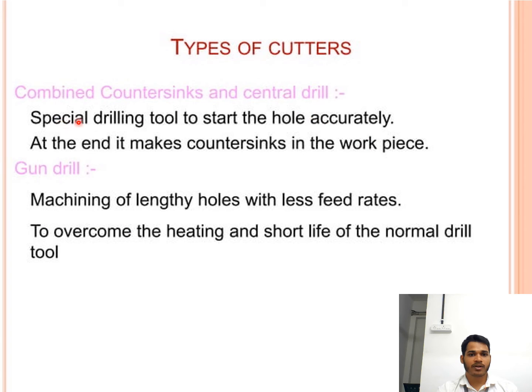Types of cutter: combined countersink and center drill. It is a special drilling tool to start the hole accurately, and at the end it makes a countersink in the workpiece. There are mainly two types, the two-step hole and the gun drill. The gun drill machines lengthy holes with a lower feed rate, and to overcome the heating and short life of the normal drilling tool, that time we use the gun drill.